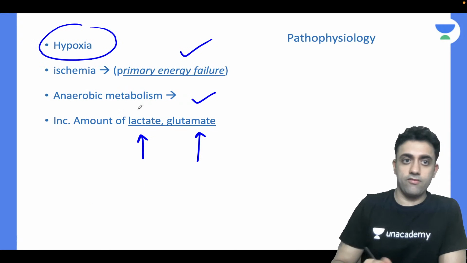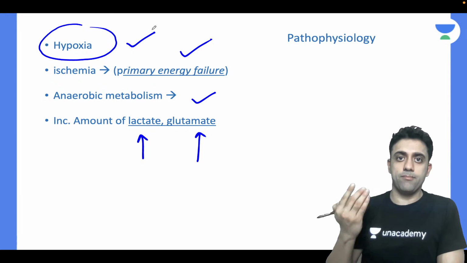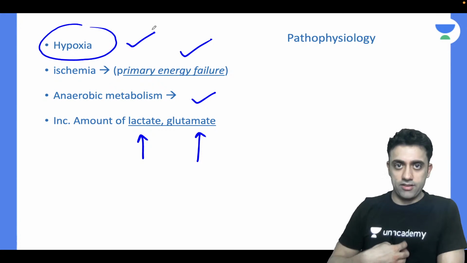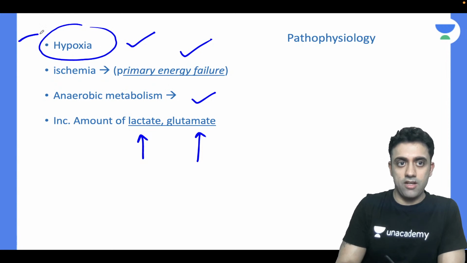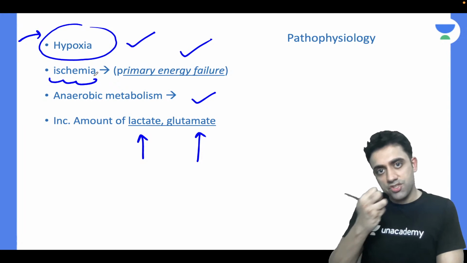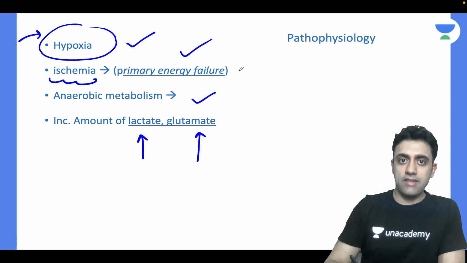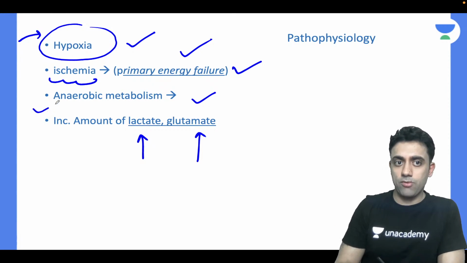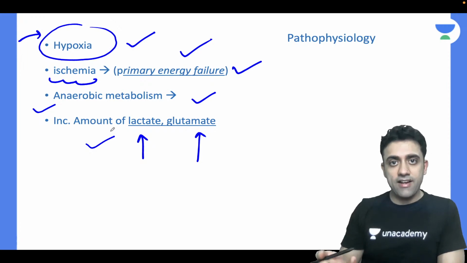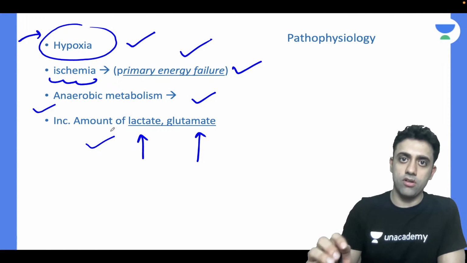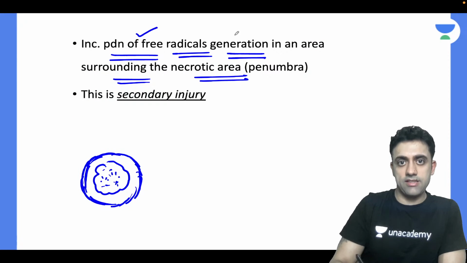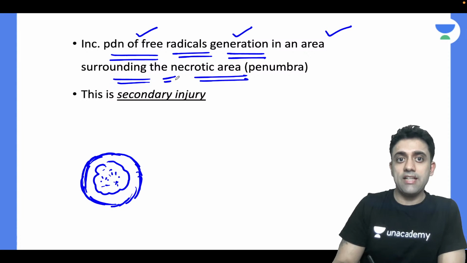What happens? I'll repeat again. Whenever there is hypoxia, the baby did not cry, he didn't take a breath. So he got hypoxia. Whenever there is decreased oxygen, that brain tissue will go into necrosis, or I would say ischemia. Ischemia will happen, and that leads to primary energy failure, and anaerobic metabolism will take place. That leads to lactic acid, lactate, glutamate, free radicals. All of these get generated, which is very harmful to my body, right? So that leads to increased production of free radicals in the area surrounding the necrotic area.